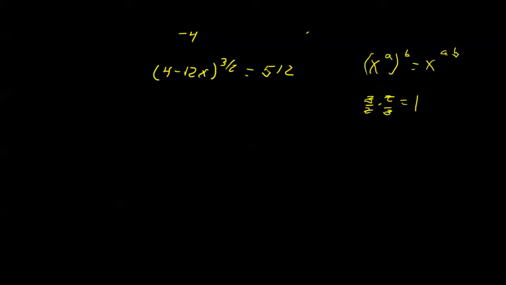So what we're going to do is raise both sides to the 2/3 power. Here, we multiply the exponents, they cancel each other out, and we get 4 minus 12x equals, now we have to find 512 to the 2/3 power.